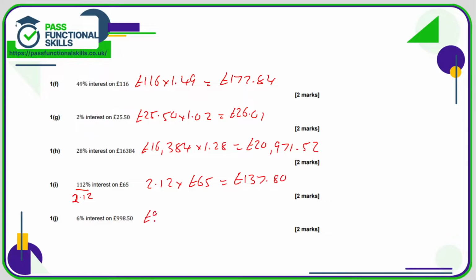And finally, 998.50 multiplied by 1.06, that comes to a total of £1,058.41.